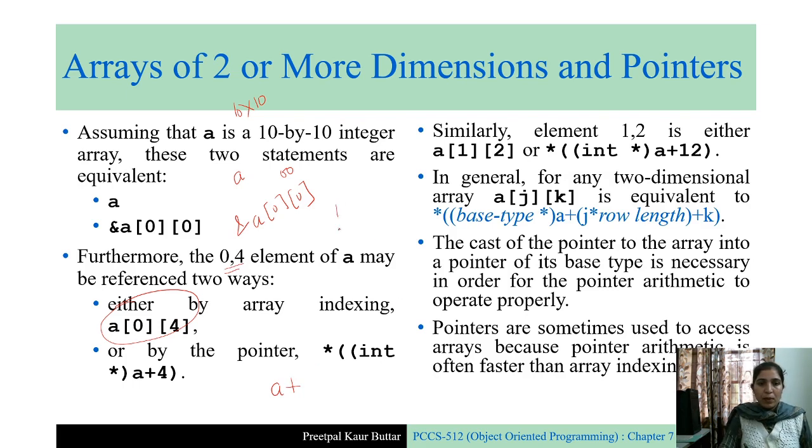So, row 0, column 0, 1, 2, 3 and 4. We want to reach here. How many elements do we have to jump? We are here, and in order to reach here, we have to jump 4 elements. So A plus 4. What will A plus 4 cause? A plus 4 will cause us to jump from the base address to the address of the element at index 4. So if the integers occupy 2 bytes, we will go to 1008.